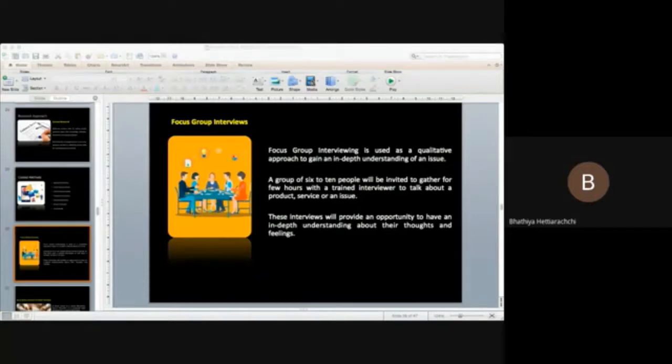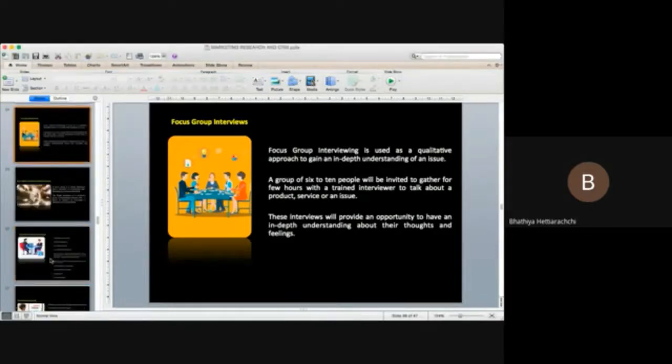So you can talk about a particular product, a new product, or you can gather insights from customers as to how you should improve your service, right? So all those things can be done in a focus group, right? So why you are doing the focus group is basically to get an in-depth understanding. Unless you need such in-depth understanding, you need not do a focus group interview, right? You can use other areas.